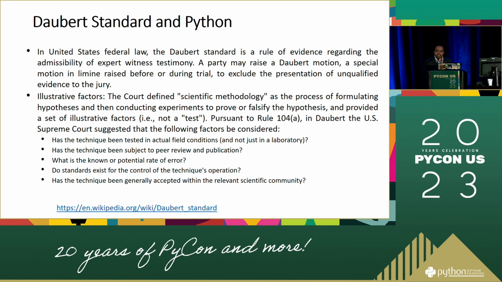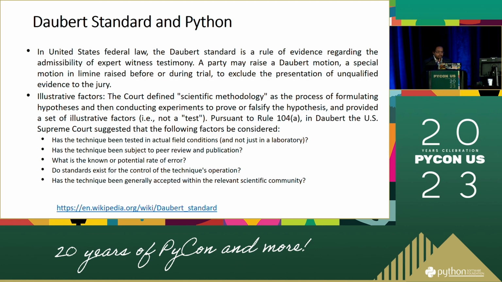So a party may raise a Daubert motion, a special motion in limine raised before or during trial, to exclude the presentation of unqualified evidence to the jury. The last line is very, very important: to exclude the presentation of unqualified evidence to the jury. So if you don't follow the procedure, it may result in that. Then the court has suggested some illustrative factors. These illustrative factors, you can call it a scientific methodology.